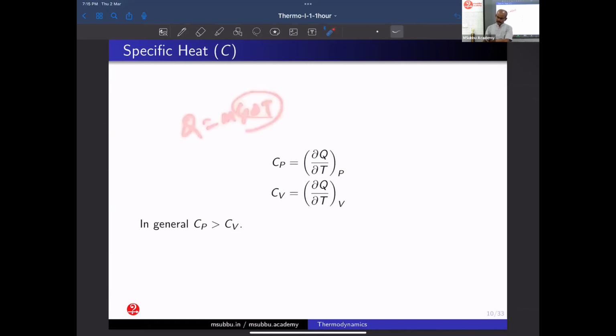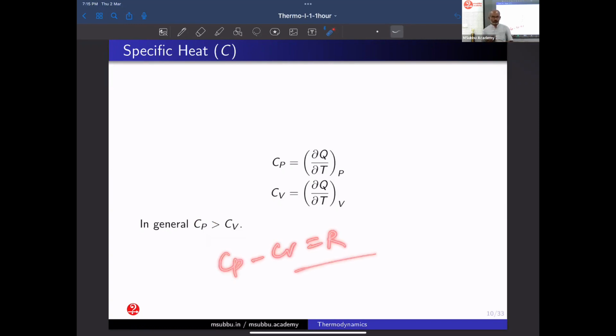This is possible, and applicable only for liquids and solids. Otherwise, wherever there is no change of volume with respect to temperature. So Cp is always higher than Cv, because of course, I will explain in more detail in the usual class. So what is the difference between Cp and Cv?